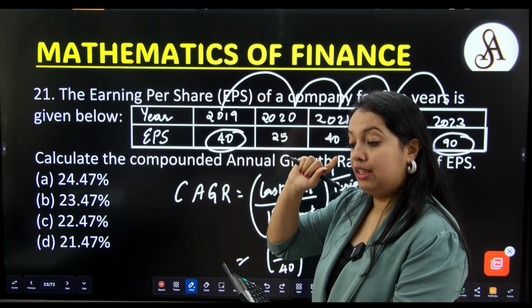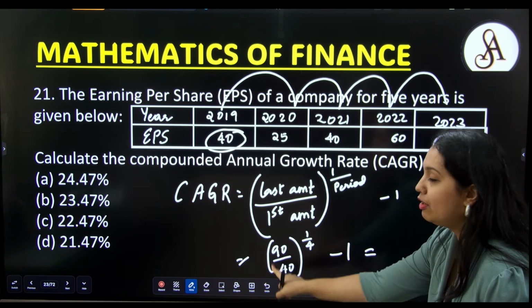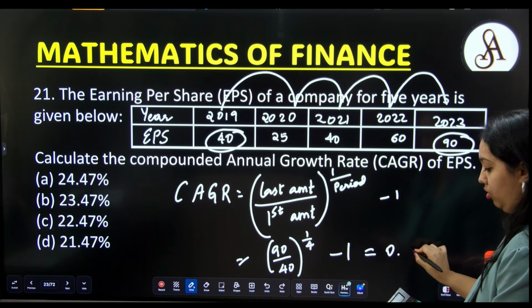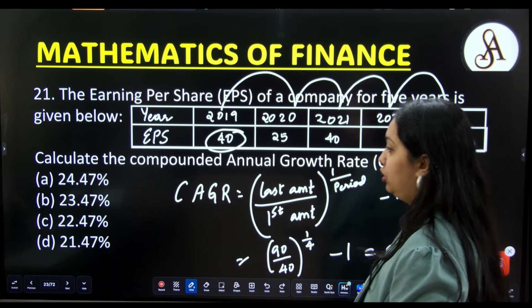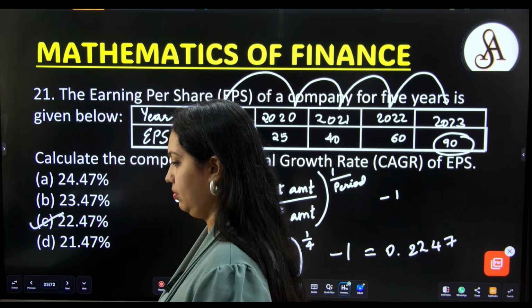2.25, I am pressing the square root button 2 times. That will give you this entire value. So 1 by 4 in the power means square root button 2 times. I am getting 0.2247, which is 22.47%. Option C is correct answer.